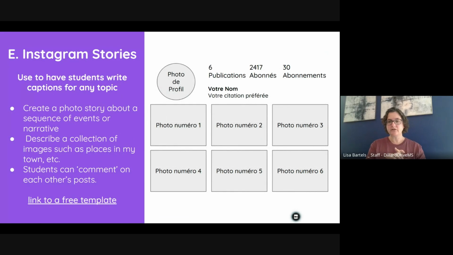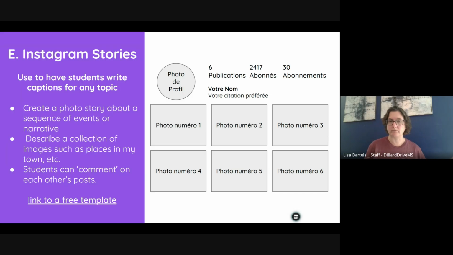The last way to integrate reading and writing is with Instagram stories. So students love using Instagram. A lot of kids have their own Instagram pages. They're going to be familiar with this formatting, and so I've given you here a little template where kids can write and create their own Instagram story, and then ask them to write a caption for each photo. So they can write a photo story for a sequence of events or a narrative.